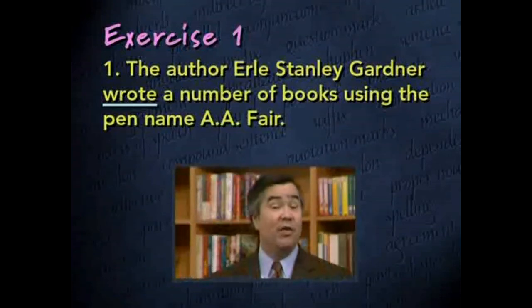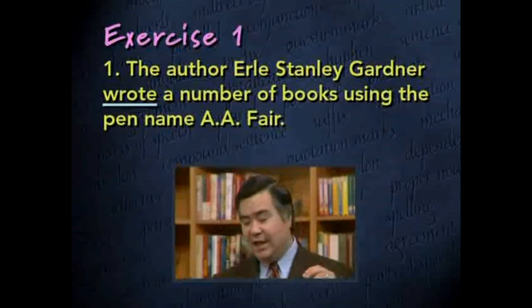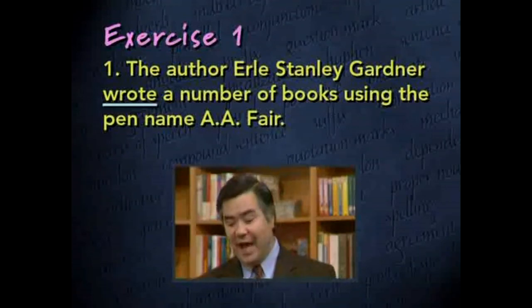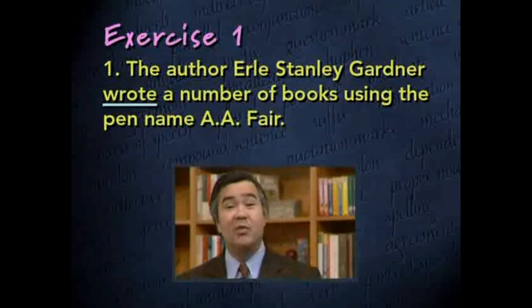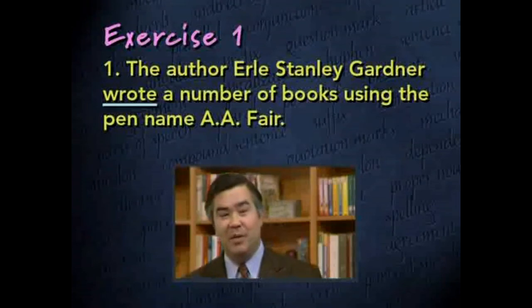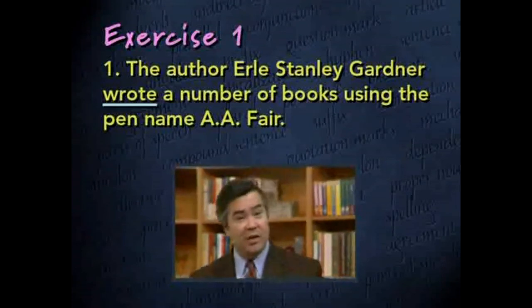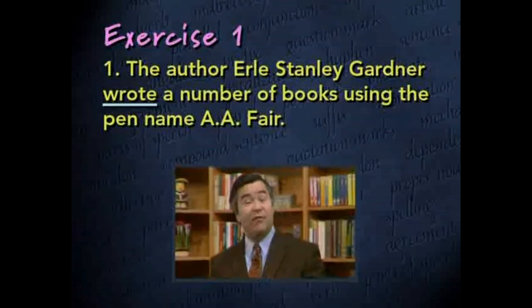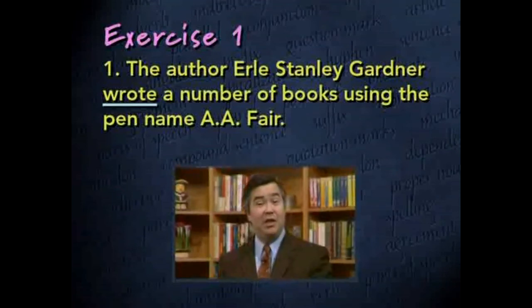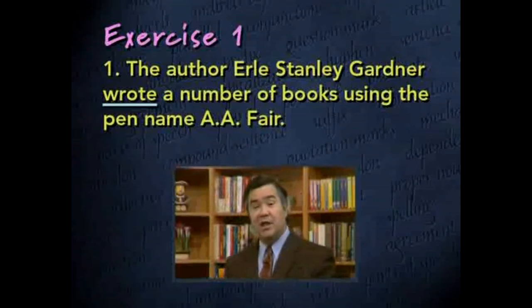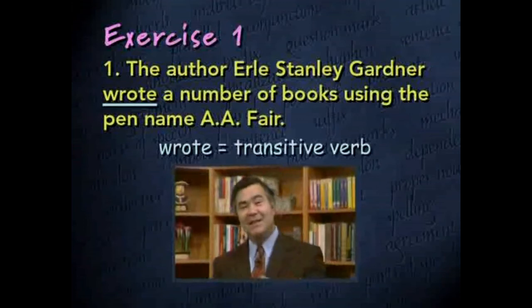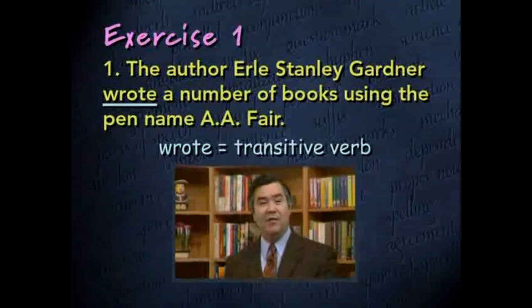It is telling us something that the author Earl Stanley Gardner did. And is there anything in the sentence which receives the action of the verb wrote? That is, does the sentence tell us something that Earl Stanley Gardner wrote? The answer is yes. There is something that receives the action of the verb in this sentence. It's the word number. Or to give the entire phrase, it's a number of books. That's what he wrote. He wrote a number of books. And therefore, there is an object that's receiving the action of the verb. The verb wrote, its action flows through to a number of books. Therefore, wrote is being used as a transitive verb. Because remember, only a transitive verb has an object which follows it, which receives the action of the verb.